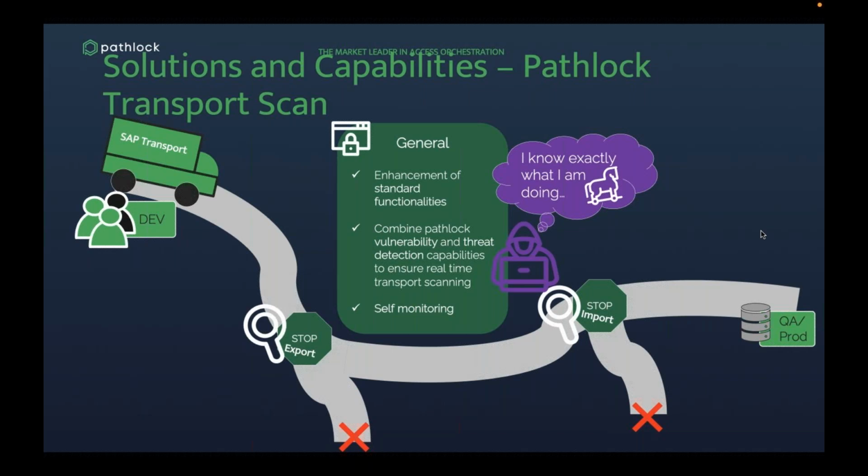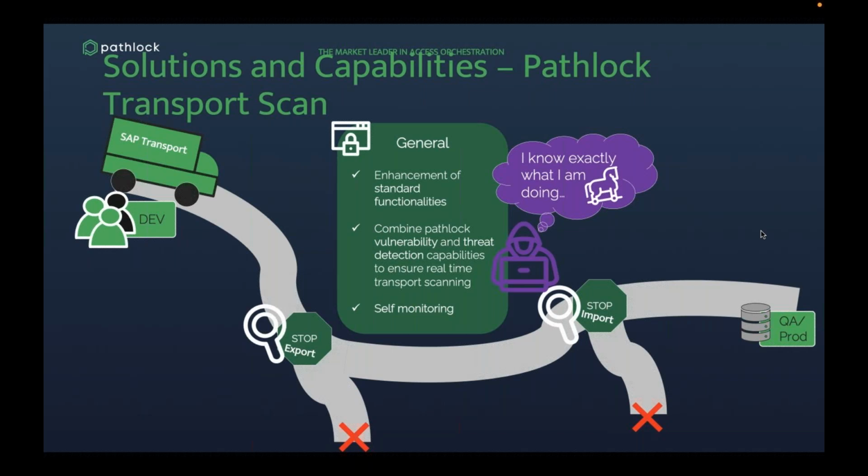Especially the combination of the PathLock vulnerability and threat detection allows us to do real-time transport scanning and some self-monitoring. This means at the moment where you change something, you will raise an alert flag, and we know exactly, oh, someone changed something. And then you can define, as the administrator or whoever, how we react. For example, we just block this user, or whatever the reaction will be. So you cannot just shift around this flag and switch off the export control for a moment.